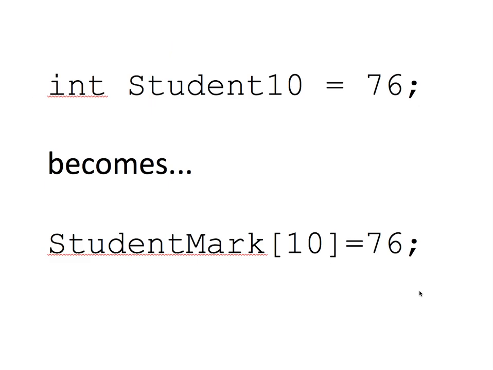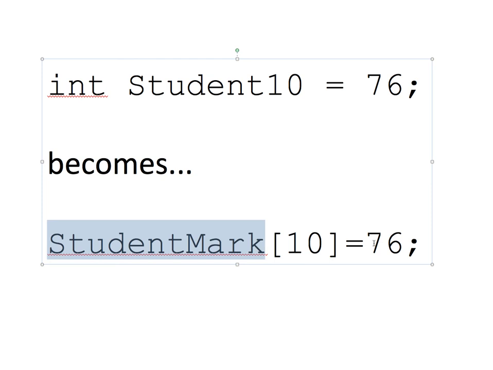So instead of saying, in the old bad way of doing things, student 10 gets the value 76, we might say the 10th element of the student mark array gets the value 76. Okay, so here we're using an index to refer to the 10th element of the student mark array, which gets the value 76.